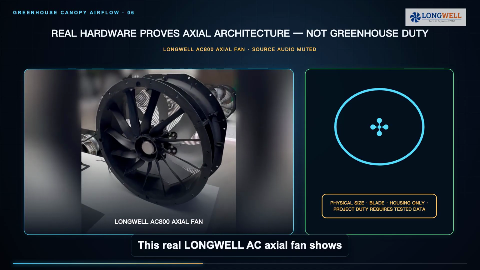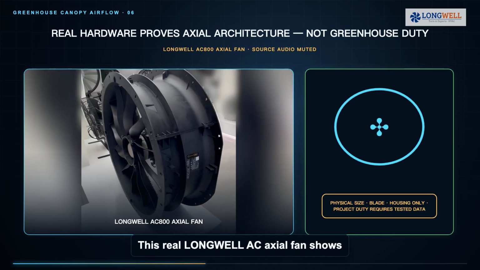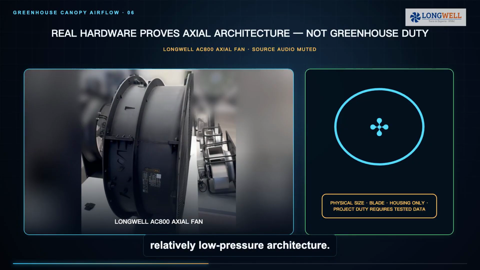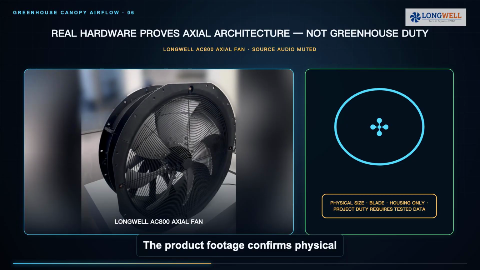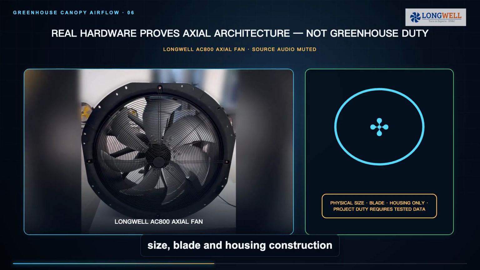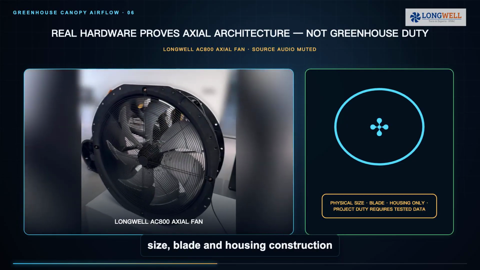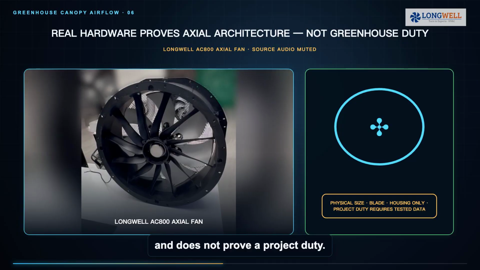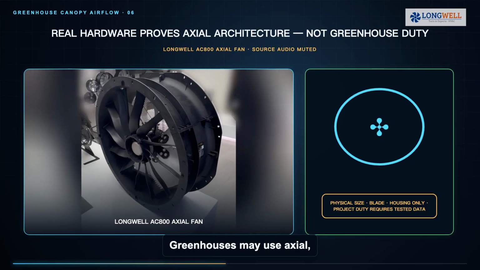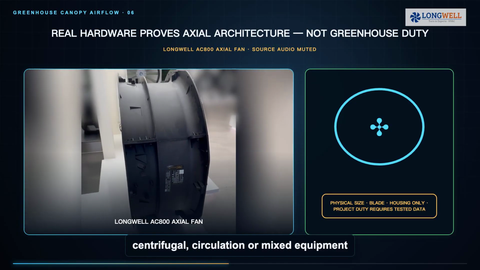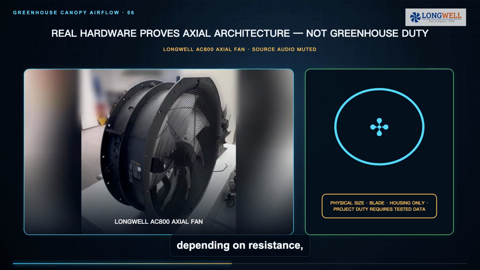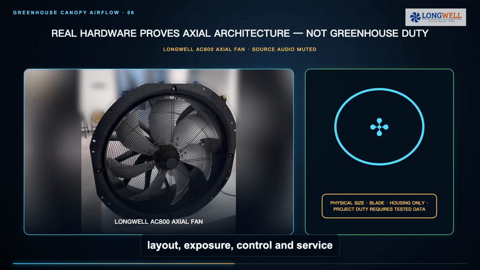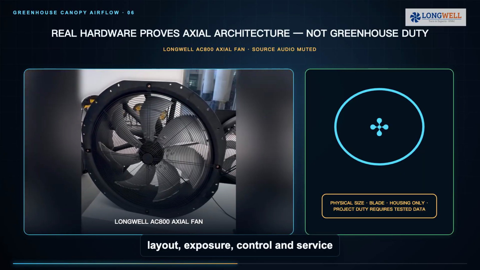This real Longwell AC axial fan shows a common high-volume, relatively low-pressure architecture. The product footage confirms physical size, blade and housing construction only. It is not a greenhouse installation and does not prove a project duty. Greenhouses may use axial, centrifugal, circulation or mixed equipment depending on resistance, layout, exposure, control and service needs.